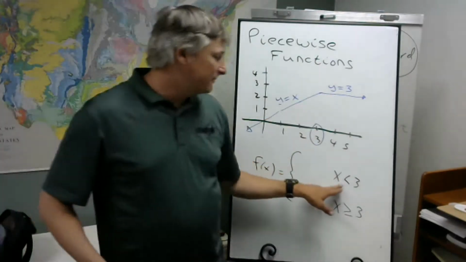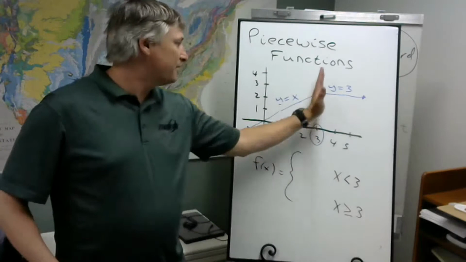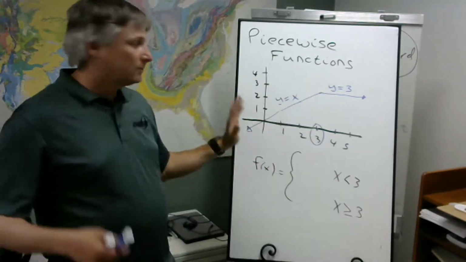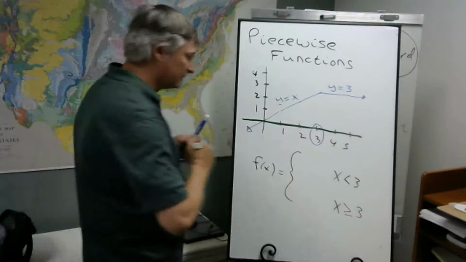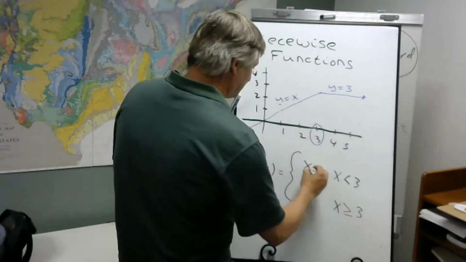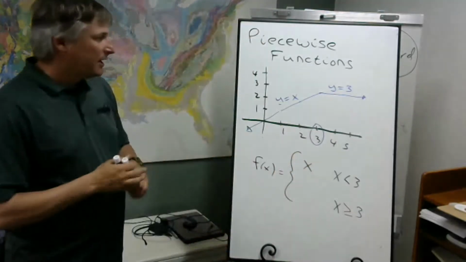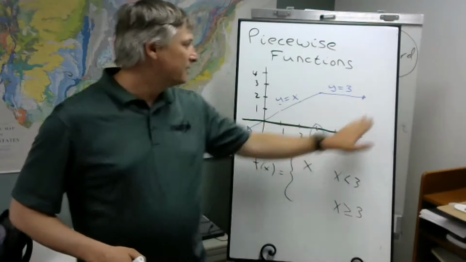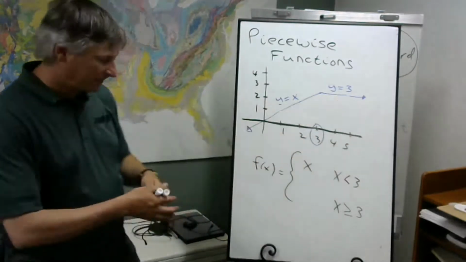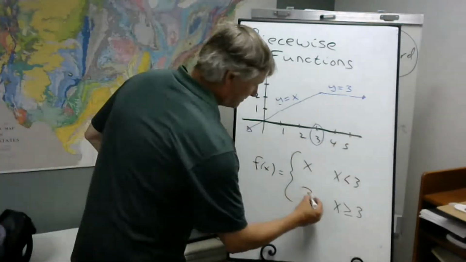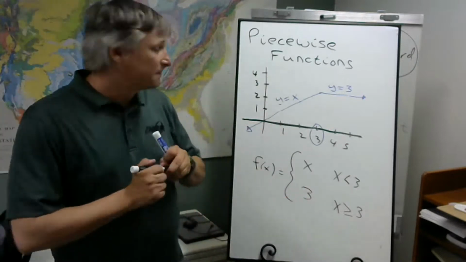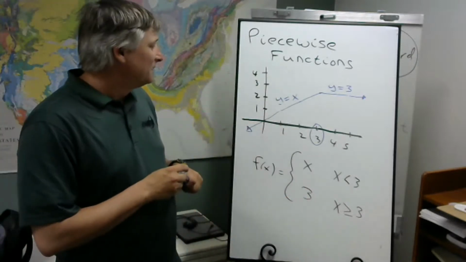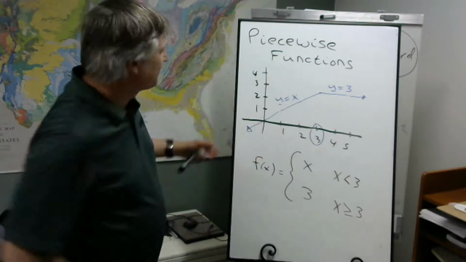So what's happening for x less than 3? On this side, what are we dealing with? Well, we're dealing with y equals x, or the function x. And what are we dealing with on this side? Well, it's just 3. So that's how we would describe this function. Let's take a look at another one.